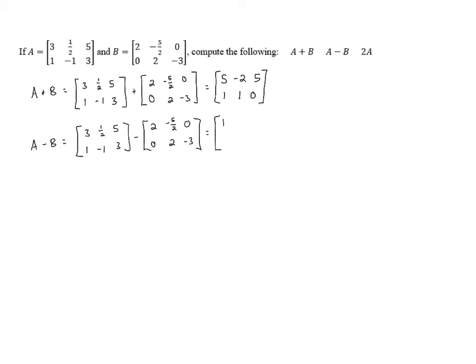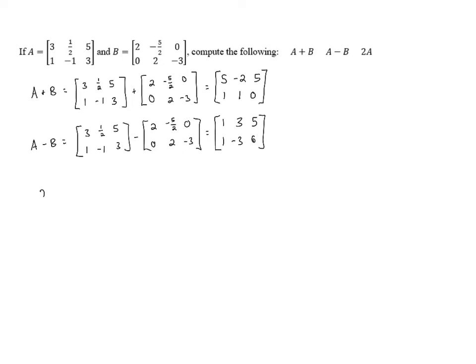Then 1/2 minus -5/2 is the same as 1/2 plus 5/2, which gives us 6/2, or 3. Then 5 minus 0 gives us 5. In the next row, 1 minus 0 is 1, -1 minus 2 is -3, and 3 minus -3 is the same as 3 plus 3, which is 6. So that is A minus B.